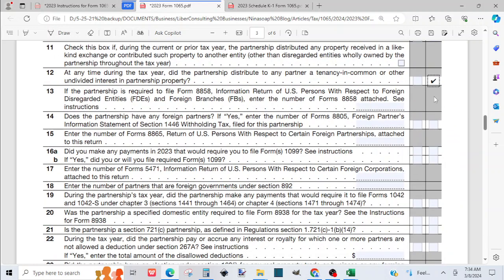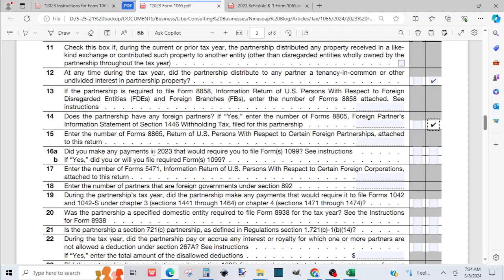Does the partnership have a foreign partner? No. If you do, there is a form you might have to complete and add numbers here. Enter the number of Forms 8-865. No.